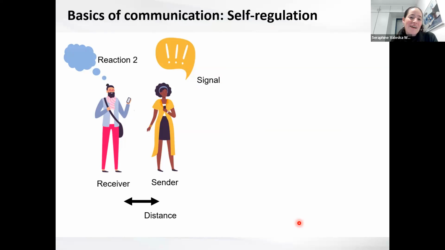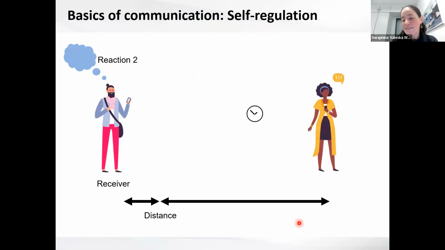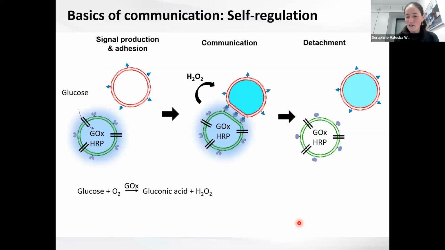The final point I would like to make is that, of course, conversations should be regulated. You have a conversation, but after some time you run out of signal, and then there needs to be a way to end the conversation and leave. And we also replicated this in synthetic cells. And the way to do it is to couple the proximity of sender and receivers to the signal production. And here, for this purpose, we use hydrogen peroxide as a signal, which can be produced in a sender and transferred to a receiver cell.